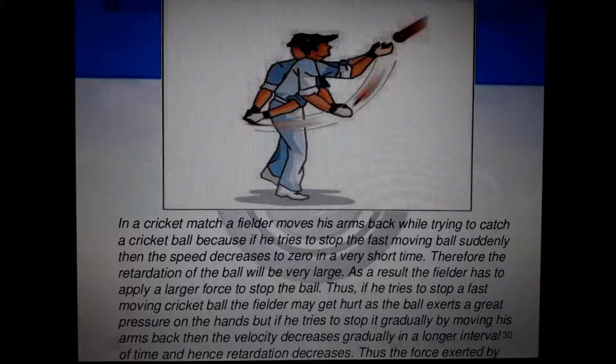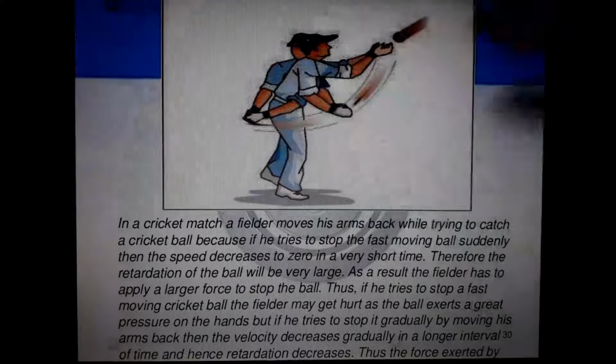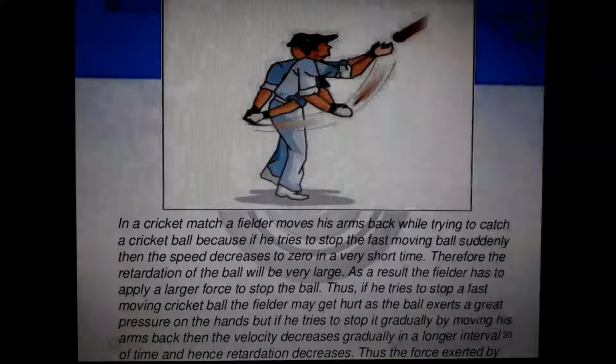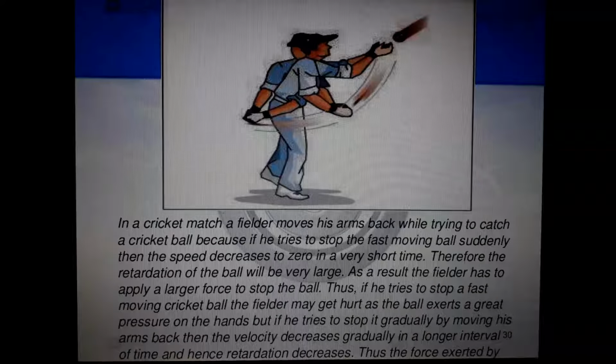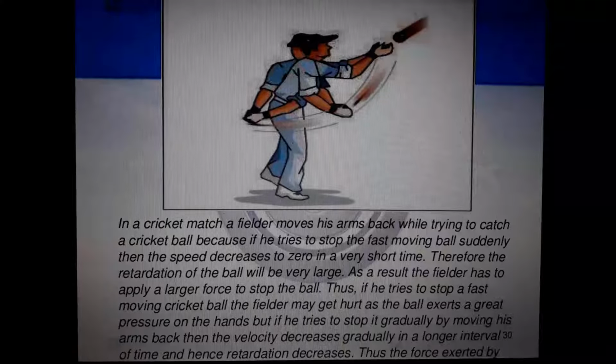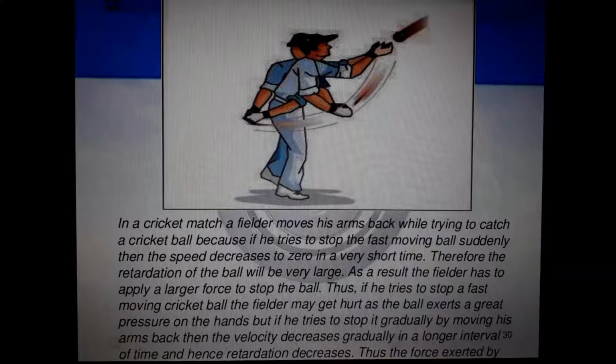Understand? Initial velocity means the speed of the ball. Final velocity means 0 meters per second, because the ball is at rest at the final time. Understand? Okay, let's see. In a cricket match, a fielder moves his arm back while trying to catch a cricket ball, because if he tries to stop the fast moving ball suddenly, then the speed decreases to 0 in a very short time. Therefore, the retardation of the ball will be very, very large.